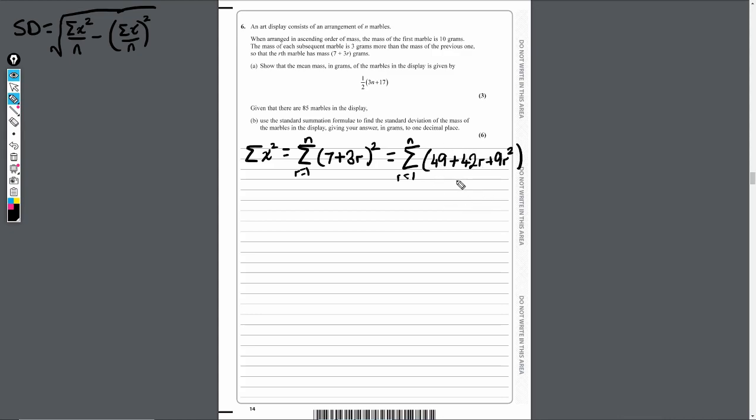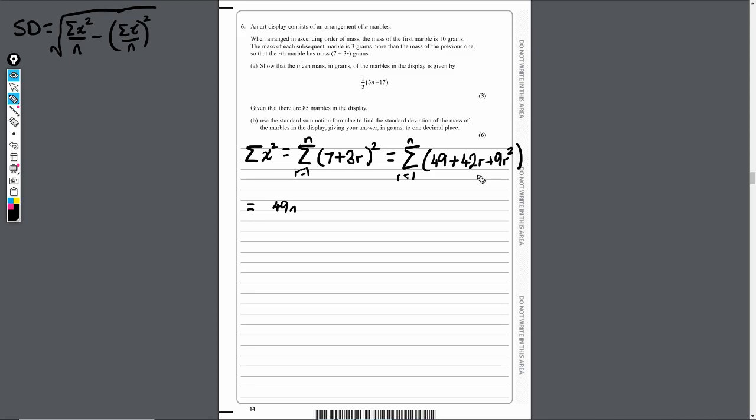So now we're going to do this just like we did with the other one. We're splitting this up into 3 different summations in this case. We've got the formula for r, and we're going to use the formula for r squared as well in part B. So splitting this up now, this would be 49 lots of the summation of 1, so this would be just 49n, just like we did in part A, but this time it's 49 rather than 7.